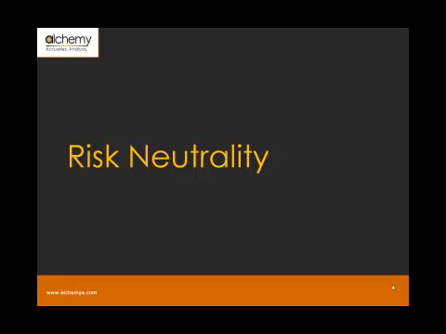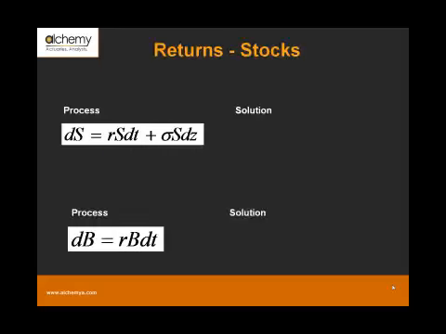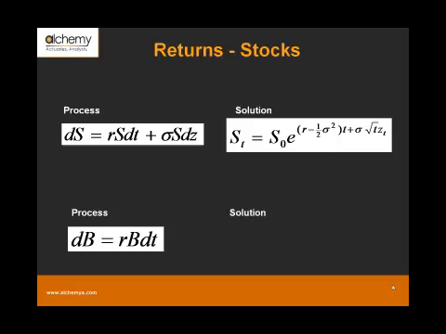If we apply this concept to the equation that we just saw, you can see that where we had mu, we simply replaced mu by r, the risk-free rate, and in the solution also we've replaced mu by r, so it now becomes S naught e to the power (r minus half sigma squared) into t plus sigma root t times Z_t.